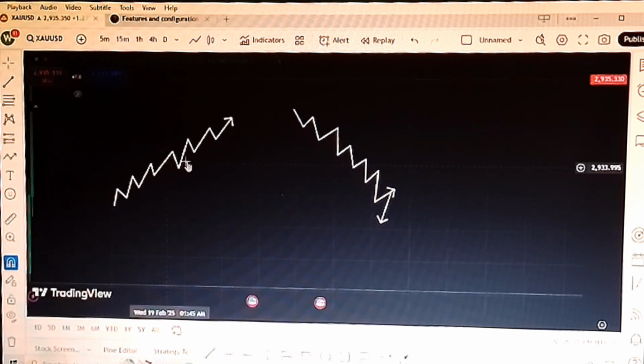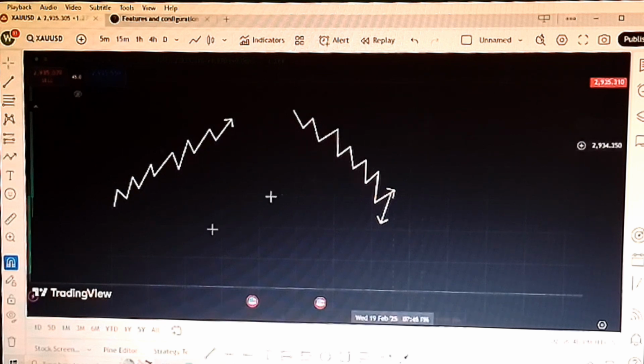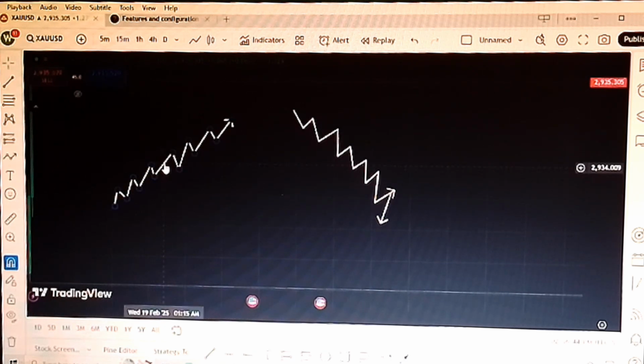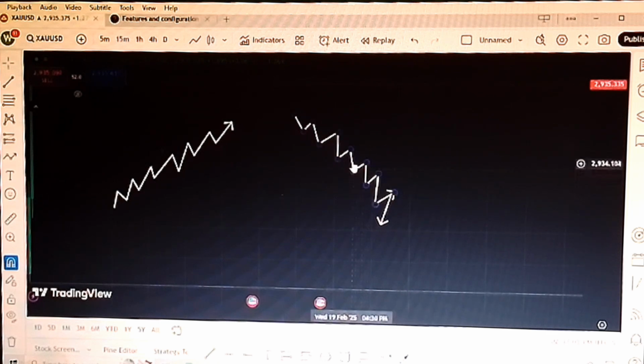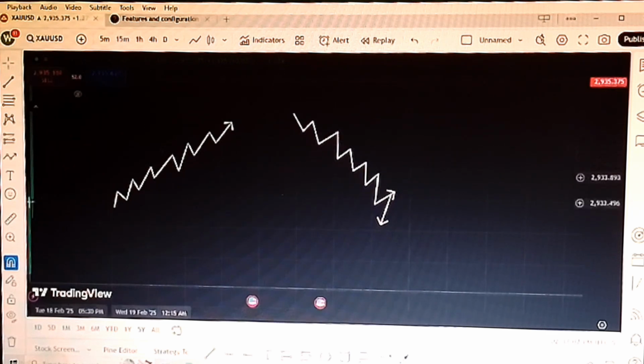How will I be able to identify an uptrend or downtrend? Very simple. When you have a series of higher highs and higher lows, at least 3 series of higher highs and higher lows is enough for you to say this is an uptrend. The same thing applies to a downtrend: at least 3 series of lower highs and lower lows is enough for you to be convinced that this is a downtrend.